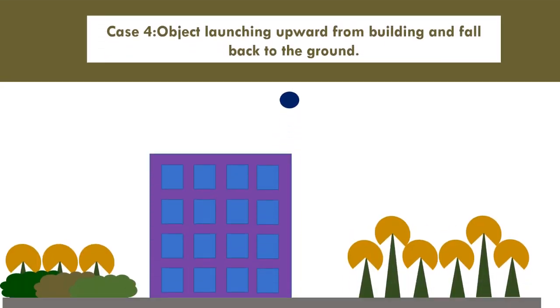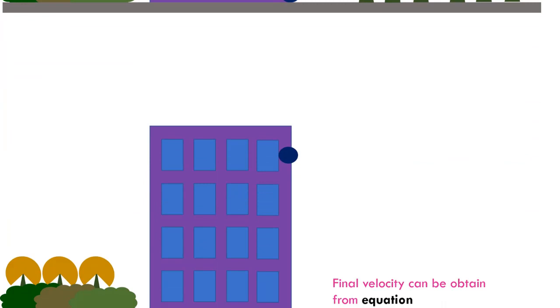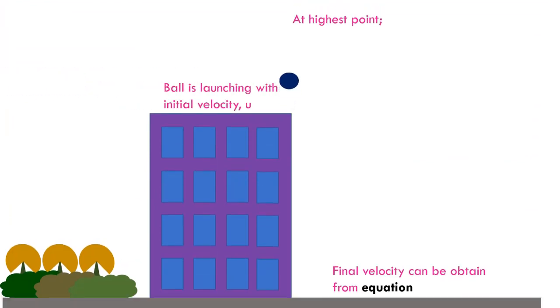Case 4, object launched upward from a building and falling back to the ground. The ball is launched with initial velocity, u. At the highest point, velocity is 0. Then at the ground, final velocity can be obtained from the equation.